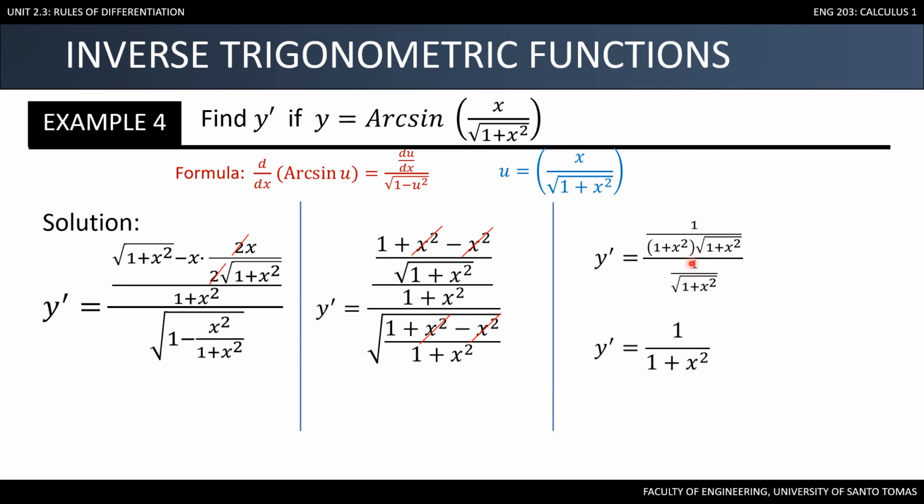Next, to simplify, we have this numerator part. Take a look. This numerator part becomes 1 all over 1 plus x squared times the square root of 1 plus x squared. And then this denominator, since x squared minus x squared is cancelled out, we are left with 1 over the square root of 1 plus x squared. And simplifying further, our final answer will be y prime equals 1 over 1 plus x squared.